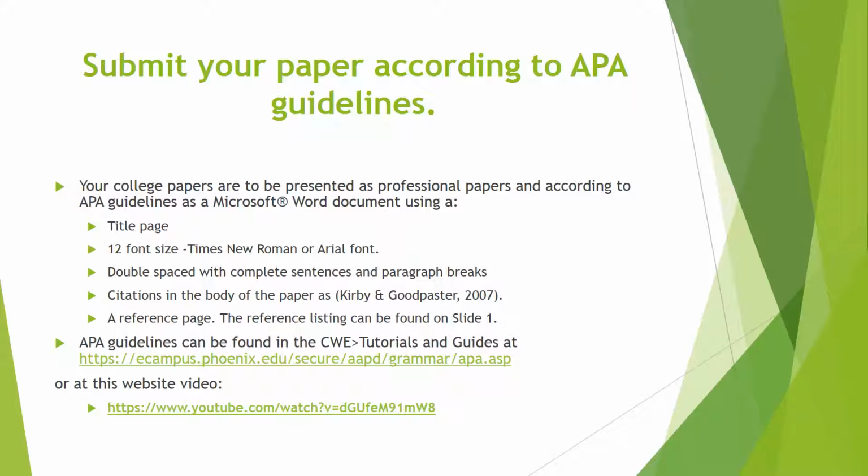Once again, as you did in week 1, you'll submit your paper according to APA guidelines. Because all college papers are to be presented as professional papers as Microsoft Word documents with a title page, 12 font size, Times New Roman or Arial font, double spaced with complete sentences and paragraph breaks, citations in the body of the paper, and this week it'll be Kirby and Goodpaster, 2007 in parentheses. And then your very last page will be the reference page, and the listing for the reference page can be found on slide 1.